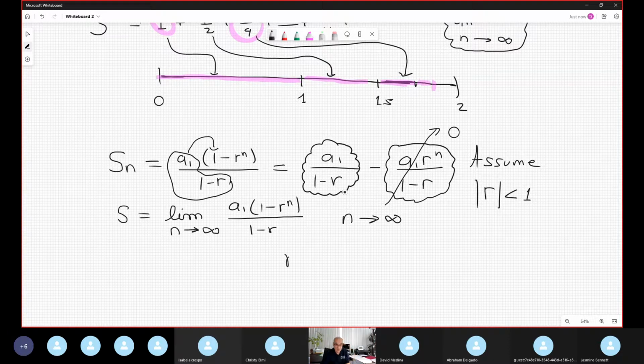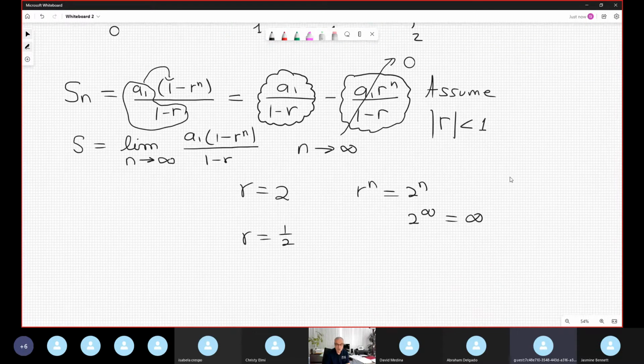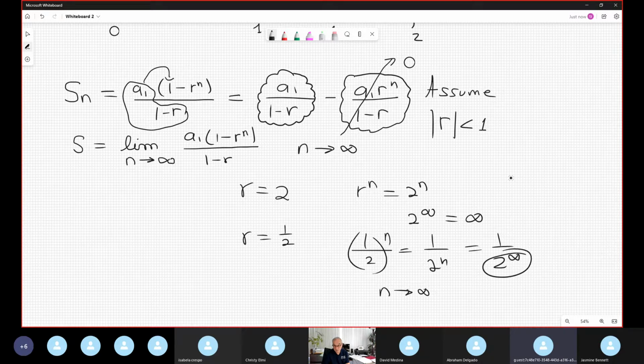Look, suppose that the ratio is 2. Then r to the m is 2 to the m. And when you take 2 to the infinity, it's obvious that it's infinity, because this exponent is a huge number. However, if you have r equal 1 half, it's a fraction less than 1. Therefore, you have 1 over 2 to the m power. And when m approaches infinity, this is 1 over 2 to the infinity, and 2 to the infinity is infinity, right? But 1 over infinity approaches 0. So any time, the number is smaller.